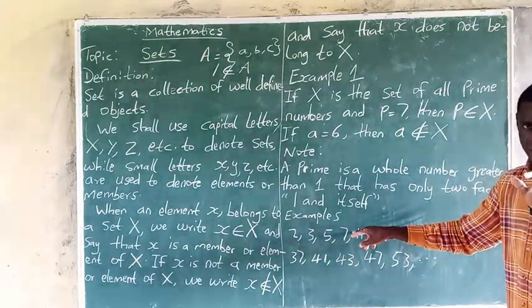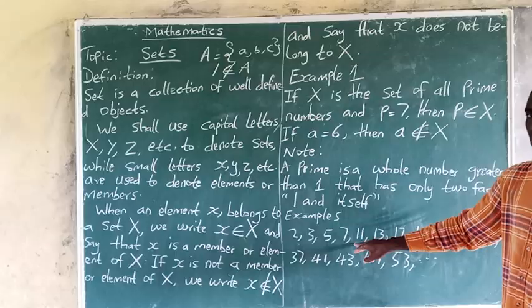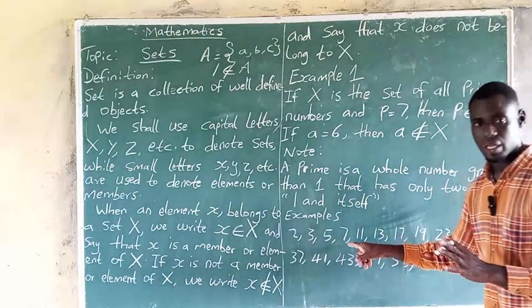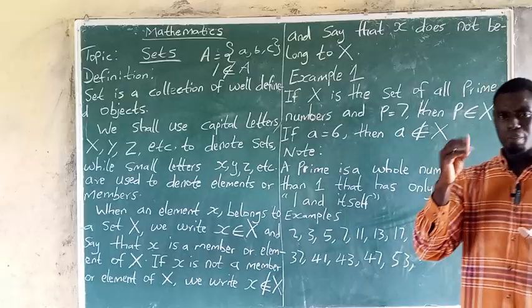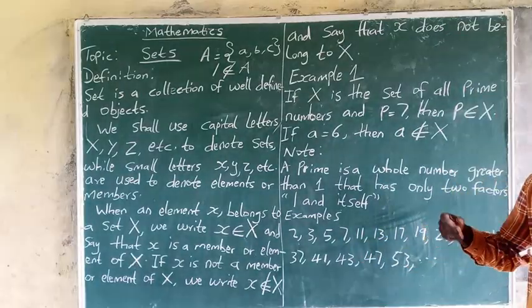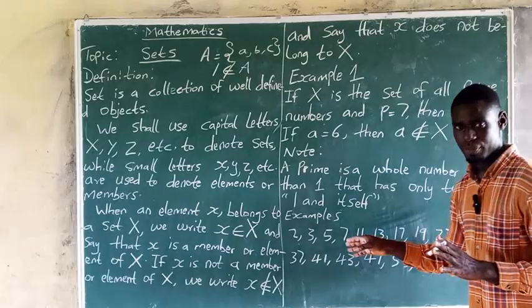Now, 11 is not there. 9 is not there. 9 is an odd number. But 9 can be divided by 3. That was why we do not include it here. So that is why most of the prime numbers can be found in the what? Odd numbers, but most of the odd numbers cannot be seen in the prime numbers.